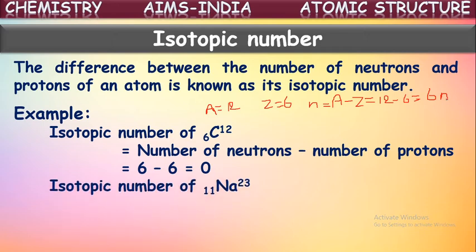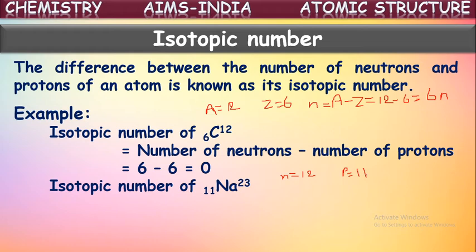One more example, let us see here. Isotopic number of sodium. So how can we calculate? First we have to find out the number of neutrons of sodium. How can we calculate number of neutrons? Mass number minus atomic number. So 23 minus 11, so number of neutrons is 12 for this. And proton number is nothing but its atomic number, that is 11.